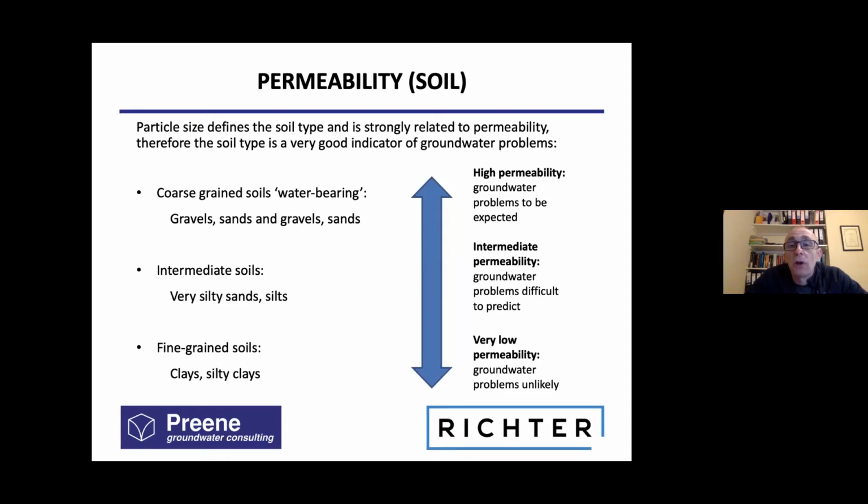There's an interesting set of soils that are what are called intermediate soils, and these are ones where the dominant particle size is either very silty sands or silts, or maybe, like you would get in a glaciolacustrine deposit, a layered sequence of silt, sand, and clay. These soils are of intermediate permeability. It's often quite difficult to predict whether they'll behave like a water-bearing soil or like a low permeability soil.